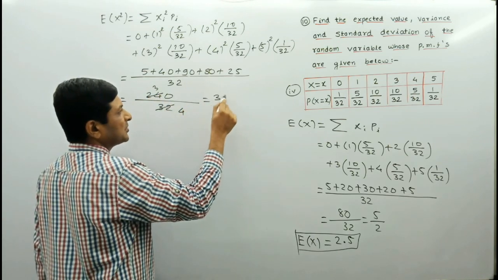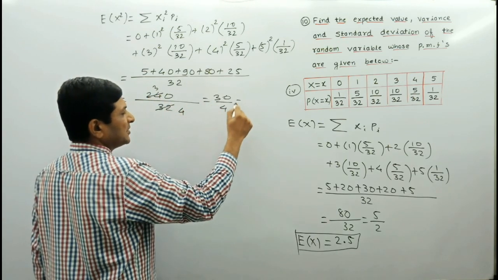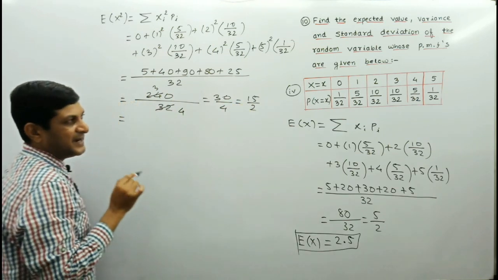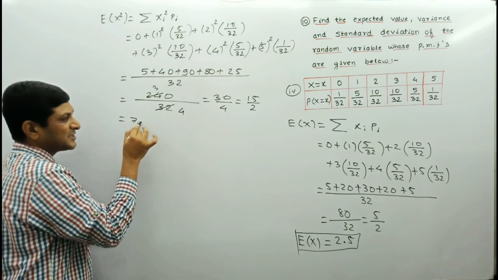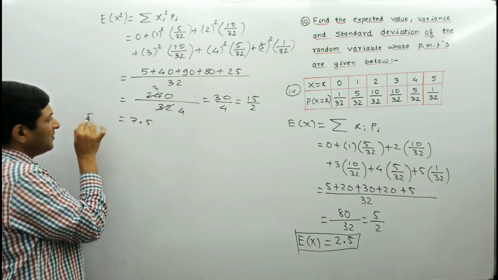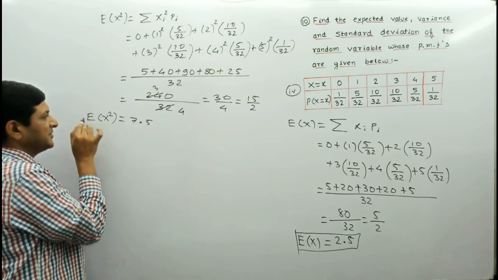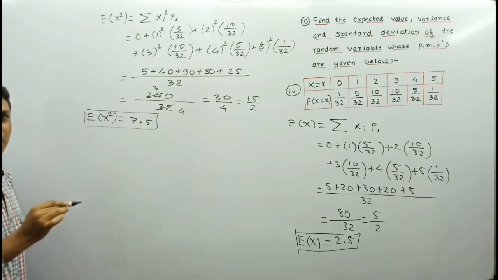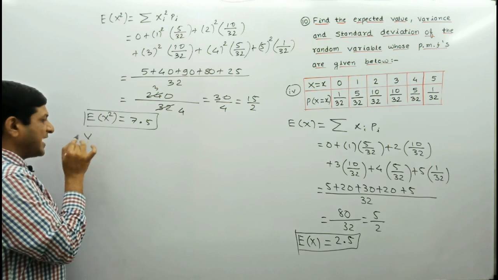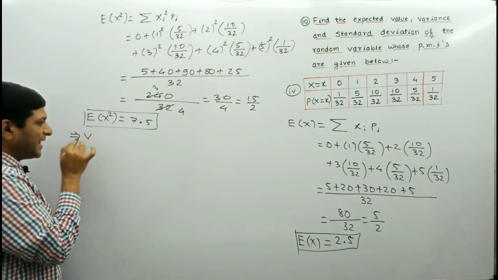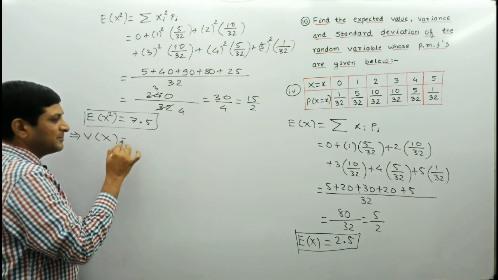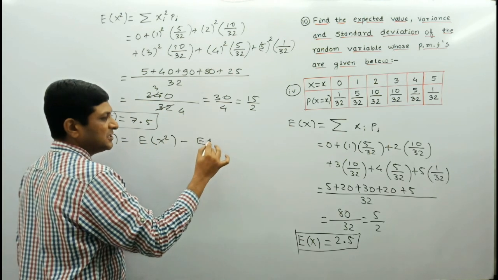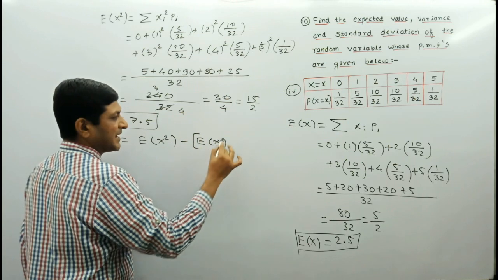So which is equal to 30 upon 4. So 30 upon 4 can be written as 15 upon 2. And if I divide 15 by 2, we will get 7.5. Means E of x square is 7.5. Once the value of E of x square and E of x is known to us, we are able to find out the variance. So this implies that the variance of random variable x is equal to E of x square minus E of x whole bracket square.